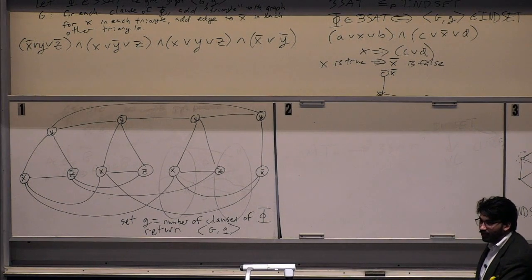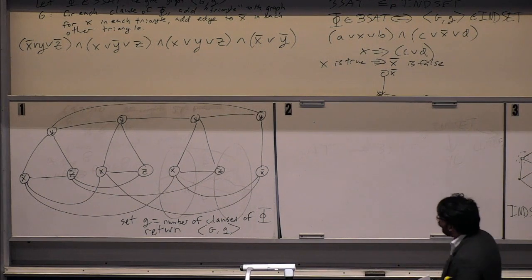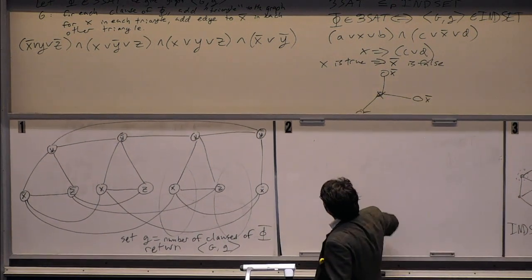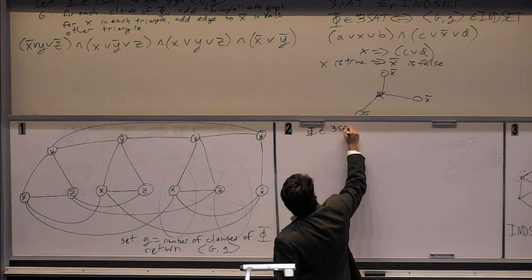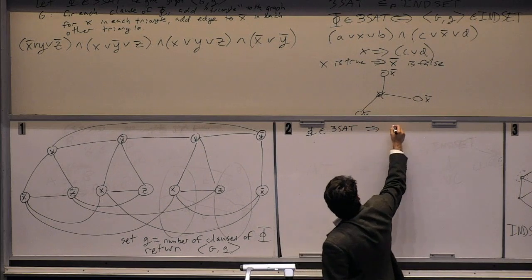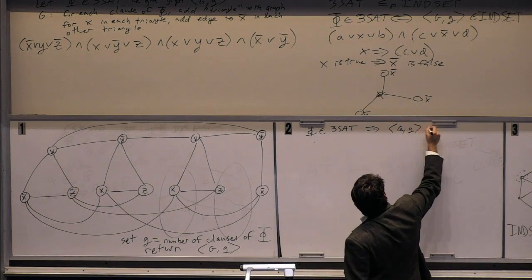We just need to prove that it is a reduction. So what we're going to do is first prove that if phi is in 3-SAT, then G comma g is an independent set.